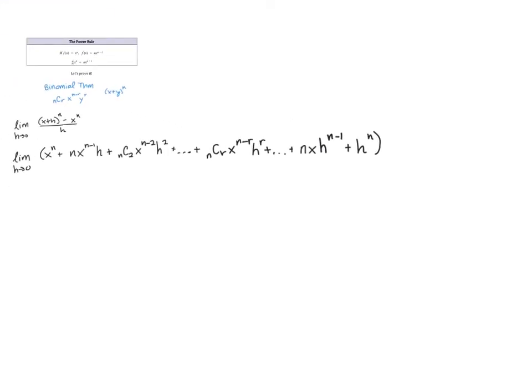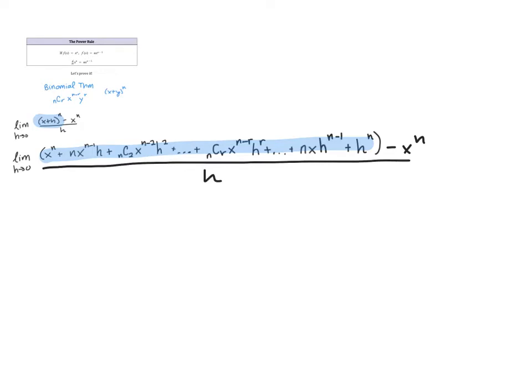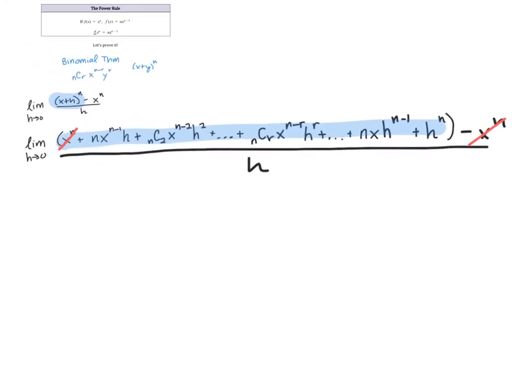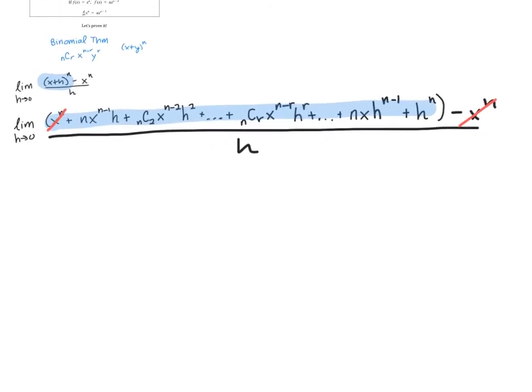So we did binomial expansion, and this is equivalent to all of this. But you can see that we still have minus x to the power of n, and then it's all over h. So now our next step would be to combine like terms. So we see that this x to the power of n and negative x to the power of n would cancel out.